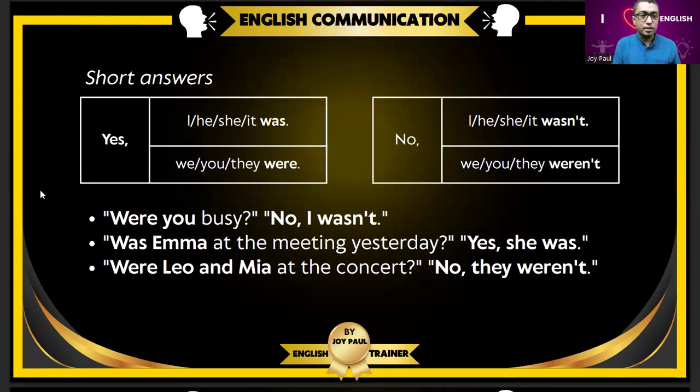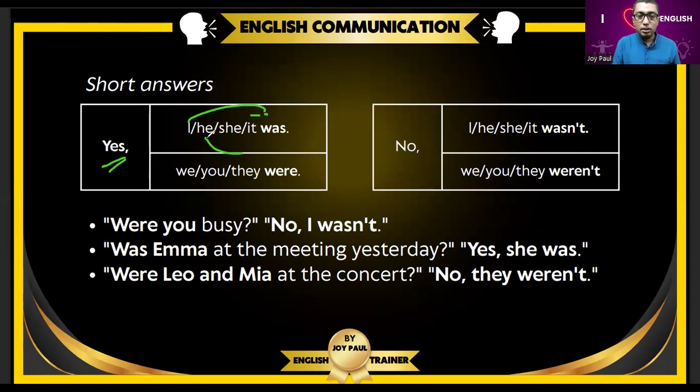Next, short answers. You can say I was, he was, she was, it was. You have to say we were, you were, they were, in a positive answer. In a negative answer, you have to say I wasn't, he wasn't, she wasn't, it wasn't.